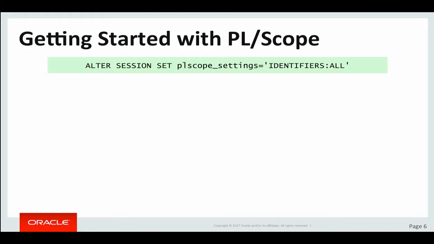Okay, so getting started with PL/Scope. So first of all, what you want to do is execute an alter session, or you could say alter procedure. You can set this at the program unit level or at the session level, turning on PL/Scope. Now this is the way a statement would look prior to 12.2. I'll show you the 12.2 enhancements a bit later.